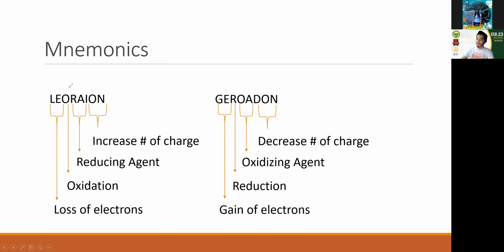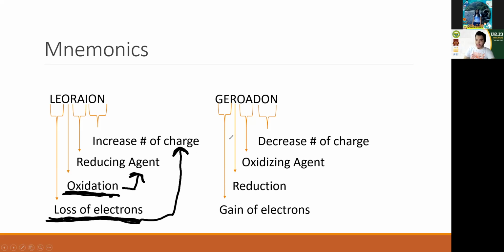Leo-ra ion muna. Tandaan, if we have loss of electrons, kung nawalan ka ng electron, ibig sabihin, ikaw yung na-oxidize. Pag ikaw yung na-oxidize, ibig sabihin, ikaw yung reducing agent. Kapag nawalan ka ng electron, tataas yung charge natin, mas magiging positive yung charge natin, kasi nawalan tayong electron.